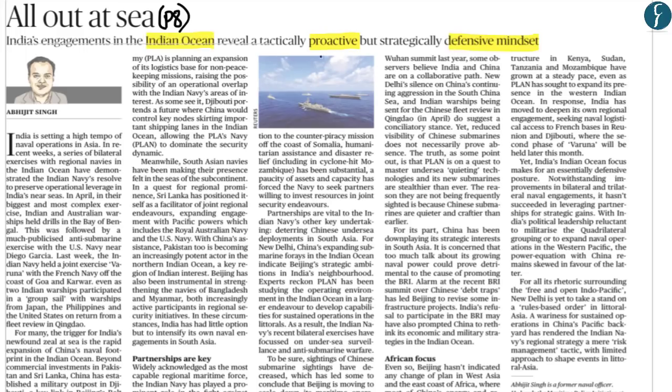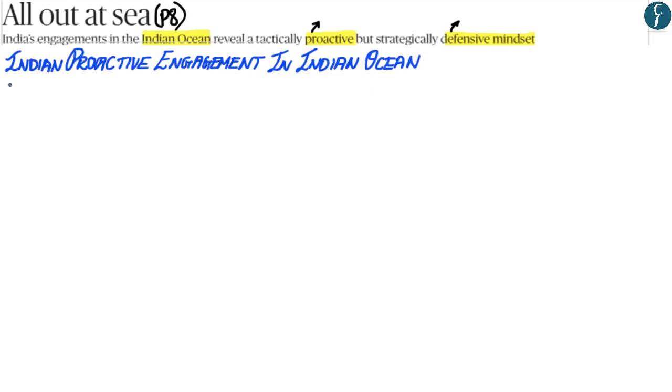Now what we'll do is first try to understand how India has been proactive within the Indian Ocean, and then try to understand what the author means when he says that India has a defensive mindset when engaging within the Indian Ocean. Now, the first aspect highlighted by the author on how India has been proactive within its engagement within the Indian Ocean is the conducting of naval exercises with major Indian Ocean powers and also conducting naval exercises with countries located in the Indian Ocean.